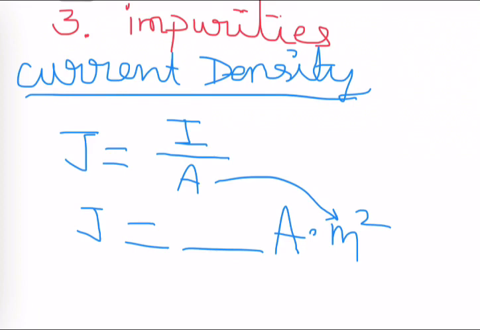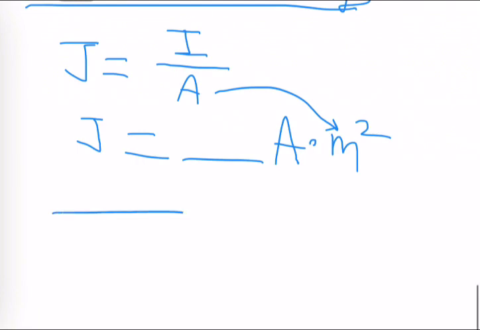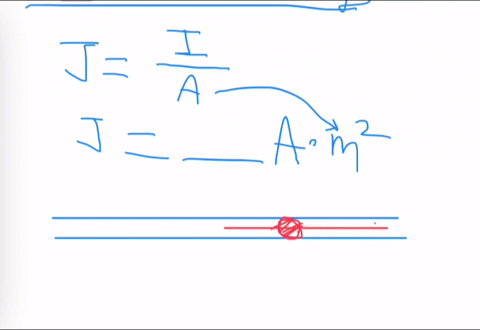Define the term current density. Current density is the electric current per unit area taken normal to the direction of current. I take the wire carrying the current, take one cross section area perpendicular to it, and see how many amperes of current pass through it, divided by the area. That is called current density.